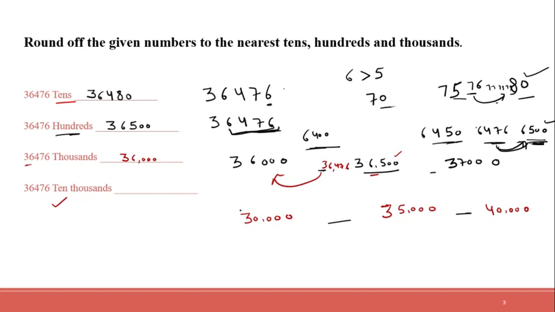It will lie here because it is more than 35,000. It is 36,476, so it will lie somewhere here, right? The nearest 10,000 from here is this 40,000. So the answer is 40,000, right? I hope you got this concept very clearly now. Let's move to the next concept.